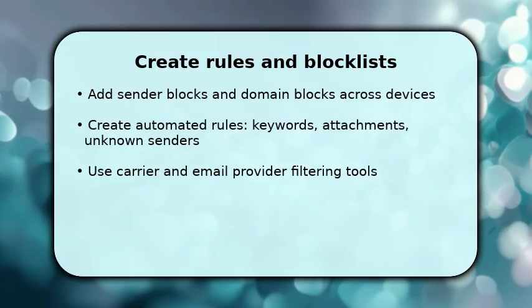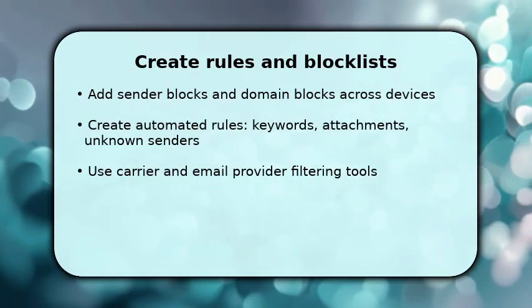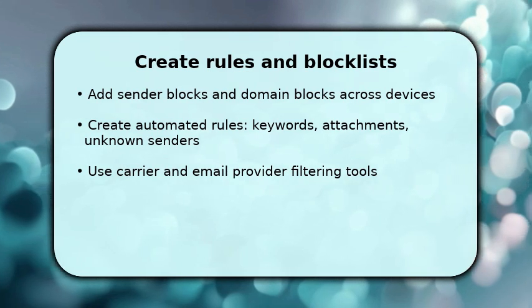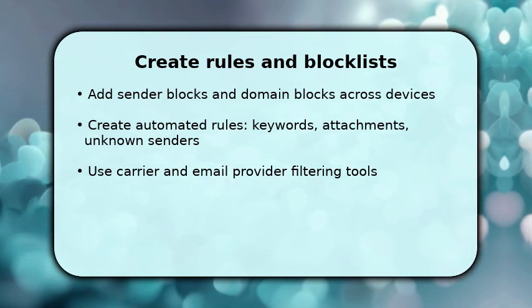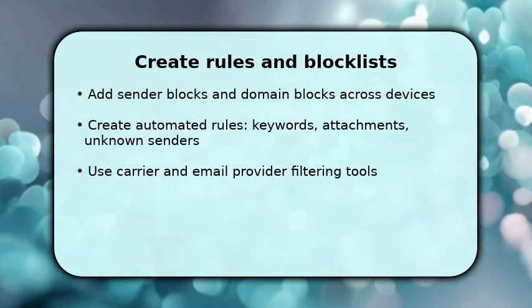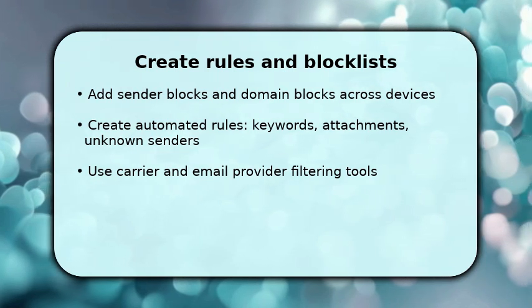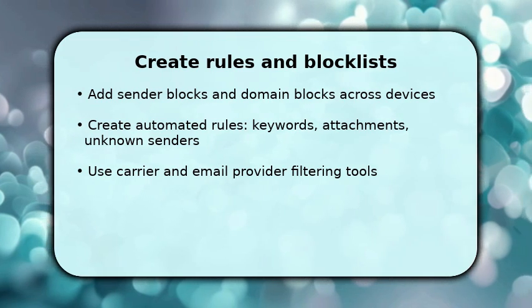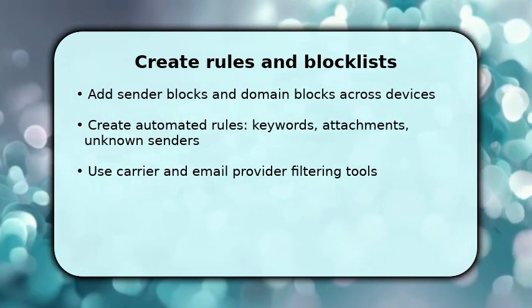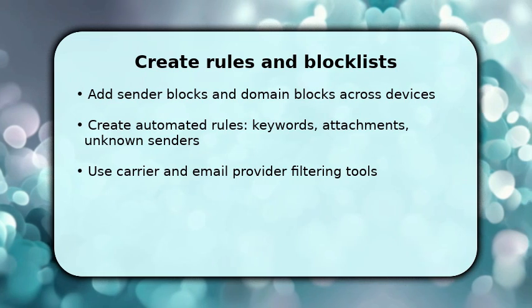Now you build precise defenses. Add specific sender and domain blocks across your phone, email, and messaging apps. Then create automated rules that match spam patterns, keywords, suspicious links, attachments, or unknown senders, and route those to quarantine or delete. Use carrier-level blocking for robocalls and your email provider's advanced filters to handle volume.